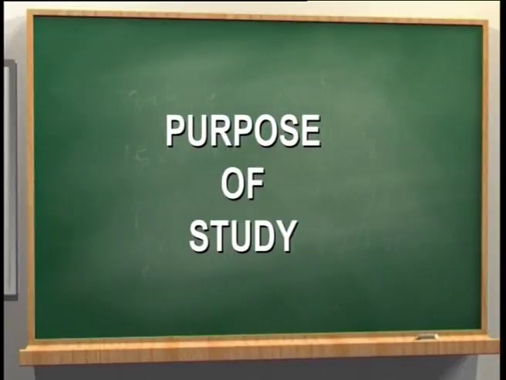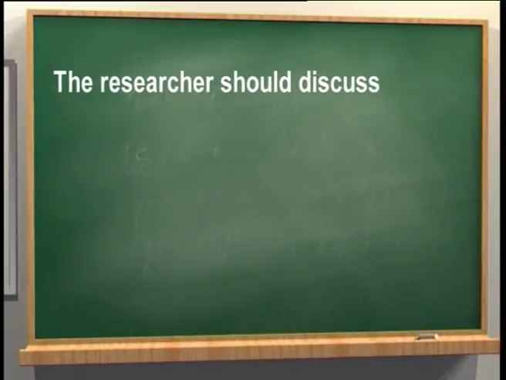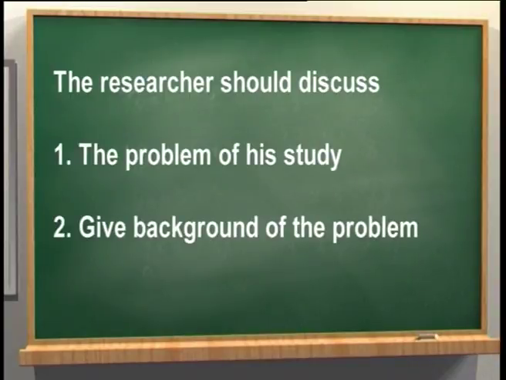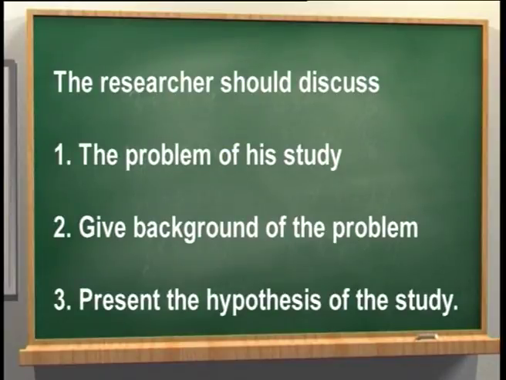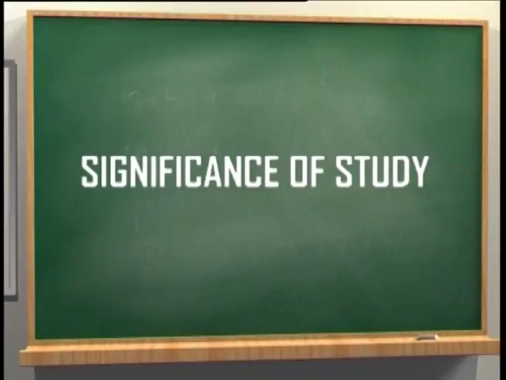Purpose of study. Research is a direction-oriented study. The researcher should discuss the problem of his study, give the background of the problem, and present the hypothesis of the study. A hypothesis is a statement indicating the nature of the problem. The researcher should be able to collect data, analyze it, and prove the hypothesis. The importance of the problem for the advancement of knowledge may also be explained. He must use review of literature or data from secondary sources for explaining the statement of the problem.